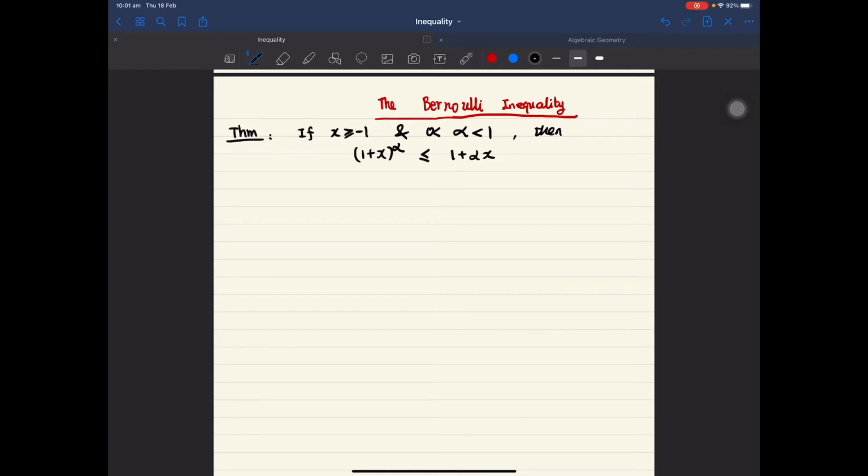If alpha is less than 0, or alpha is greater than 1, then the inequality is reversed. We get (1 plus x) to the power of alpha is greater than or equal to 1 plus alpha x.